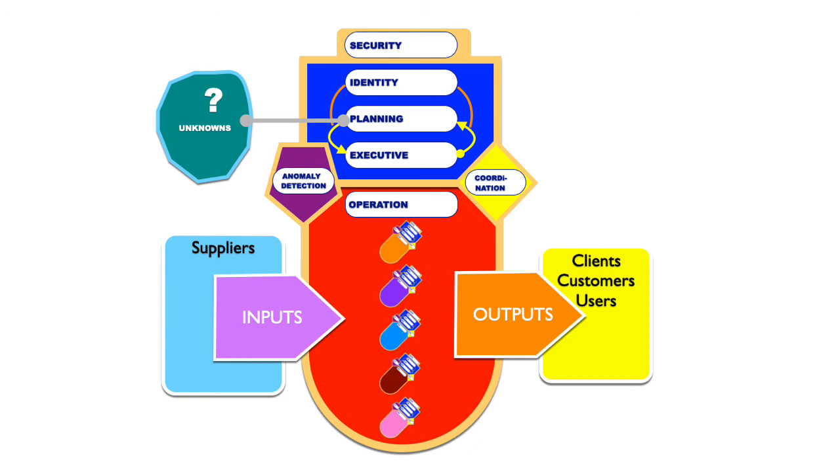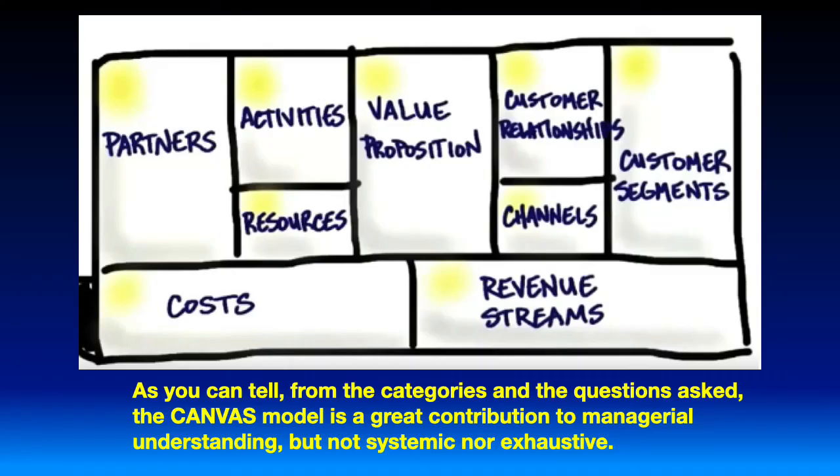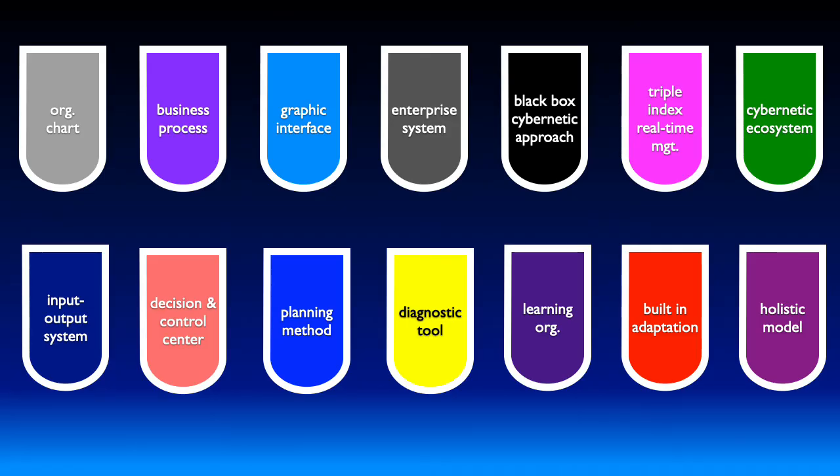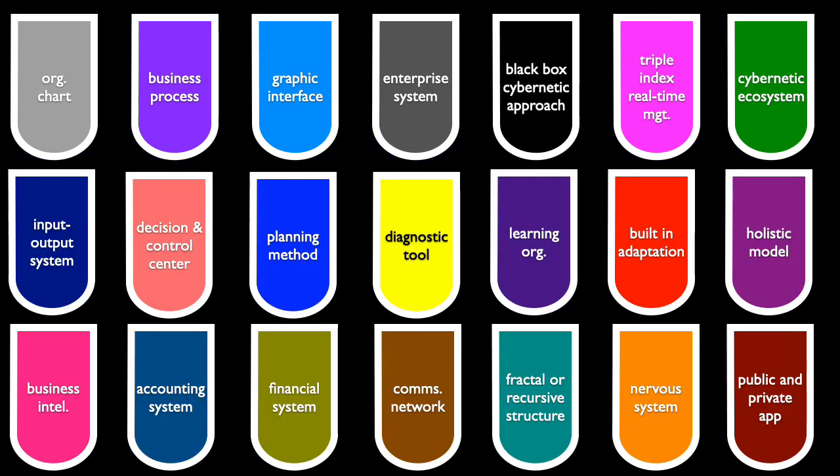Here is the complete U7 model. The U7 governance and management system hereby demonstrates that it can serve as another, yet more powerful model of a corporation, regardless of its size. As you can tell, from the categories and the questions asked, the Canvas model is a great contribution to managerial understanding, but not systemic nor exhaustive. Here are all the roles that Universal 7 can accommodate. This is by far the most powerful language developed for business and government at the same time.